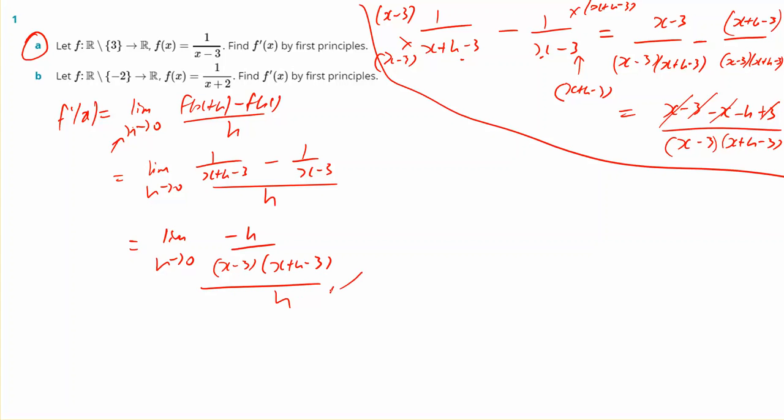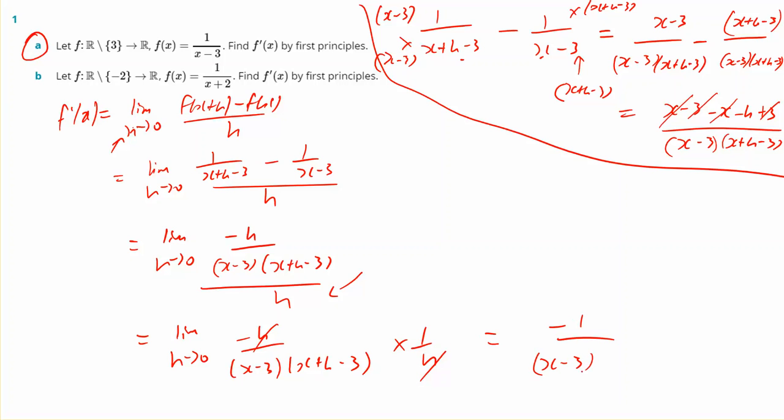Now I can get rid of this h, divide by h, by multiplying by 1 on h. It's the same thing. Dividing everything by h is the same as multiplying everything by 1 over h. Okay, so I'm just going to put 1 over h there. Now what can I do with the h's? They cancel. So you're left with negative 1 over x minus 3, x plus h minus 3, and we'll still have the limit as h approaches 0.